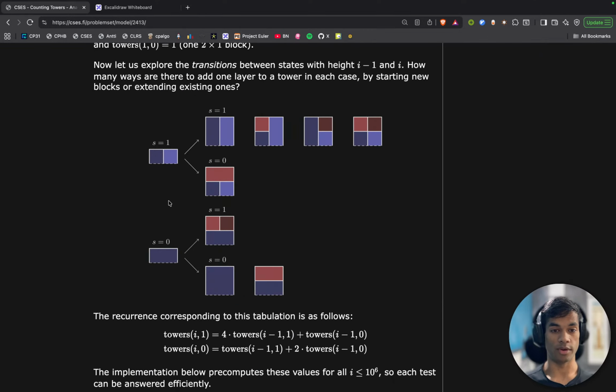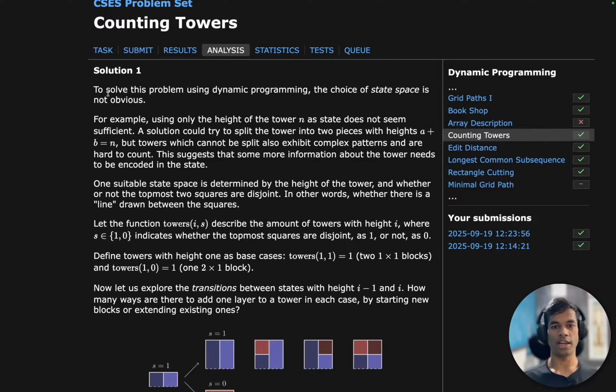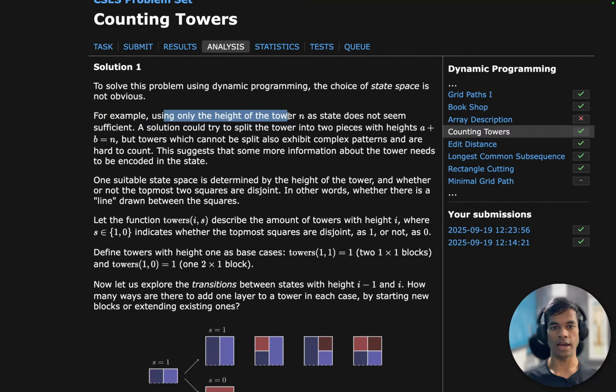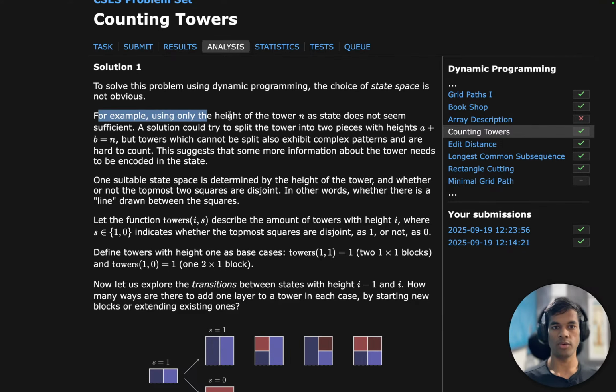Solution one. There are a couple of solutions. To solve this problem using dynamic programming, the choice of state space is not obvious. For example, using only the height of the tower n as the state does not seem sufficient. A solution could try to split the tower into two pieces with heights a plus b equal n.